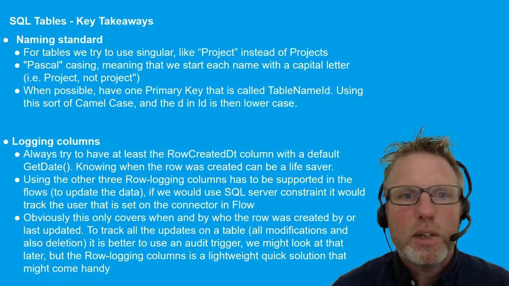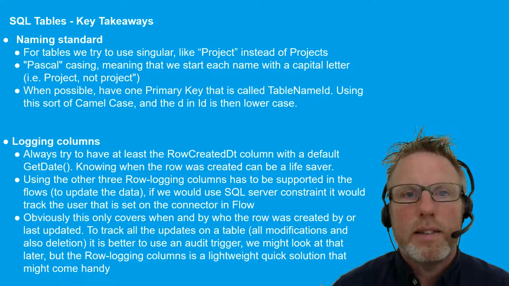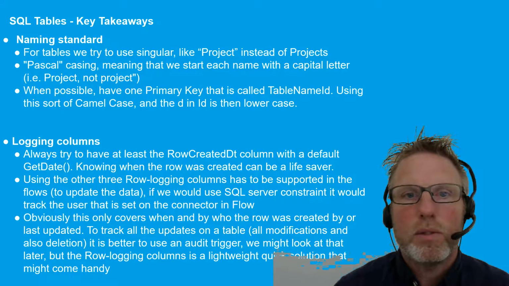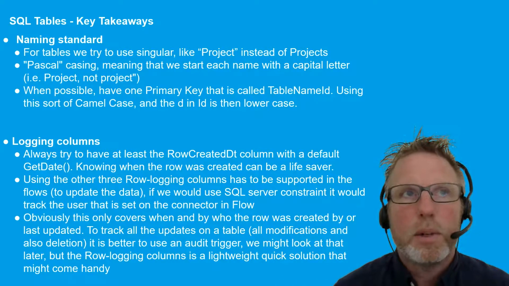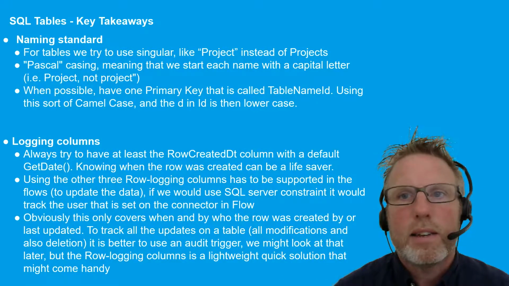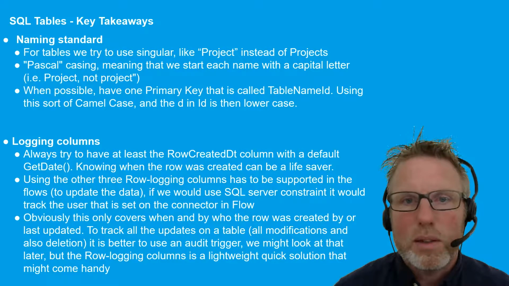And then when you are creating your tables, if possible just have one primary key and try to call it the table name, no underscore, just the table name and ID with a capital I. That will keep it easy and consistent, and it will be easy to know which key is coming from where and so on and so forth.